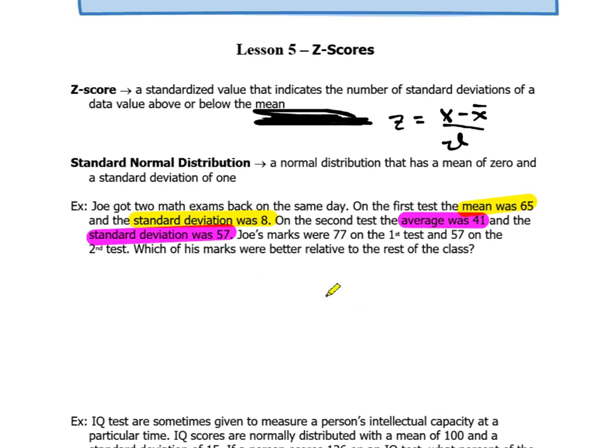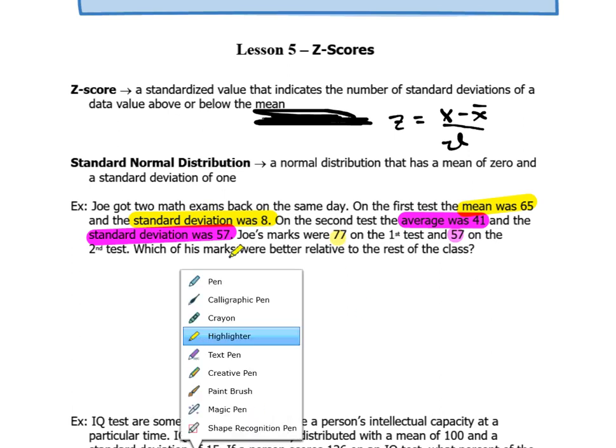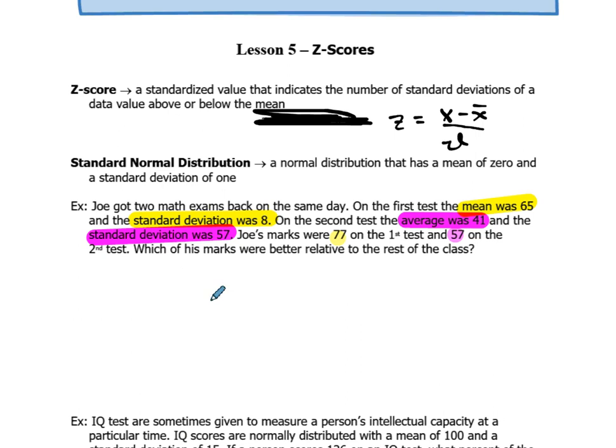Now, Joe's marks were 77 on the first test and 57 on the second test. So we got 57 on the second one, 77 on the first one. And it wants to know which of his marks were better relative, so in comparison to the rest of his class. So what we're going to do is find the z-score for both of them, and we're going to compare those scores.